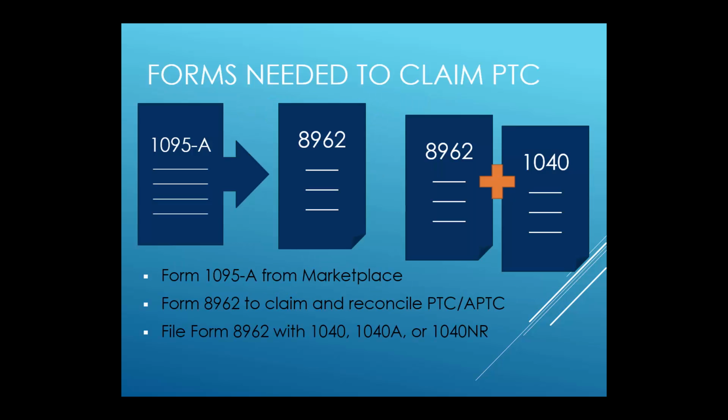Now, here's an overview of the forms that you need to claim the premium tax credit. The first one that you'll get from the marketplace is the Form 1095A. That's going to have the information on it about how much your advance payments were, how much your premiums were, name and address, who is enrolled in the plan, all of that information about the insurance itself that you'll need to have to complete the Form 8962. Next, you'll complete the 8962, do the reconciliation if you had advance premium tax credit. From here, you'll simply compute the premium tax credit if there was no advance credit taken. You'll then file that 8962 with the 1040, 1040A, or the 1040NR. And that's the overview of the forms that you need and how they correspond with each other.